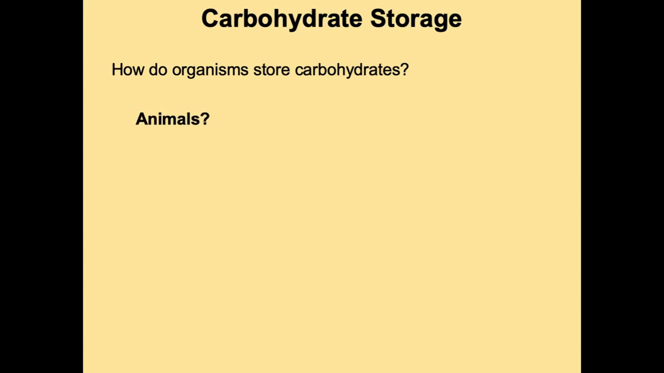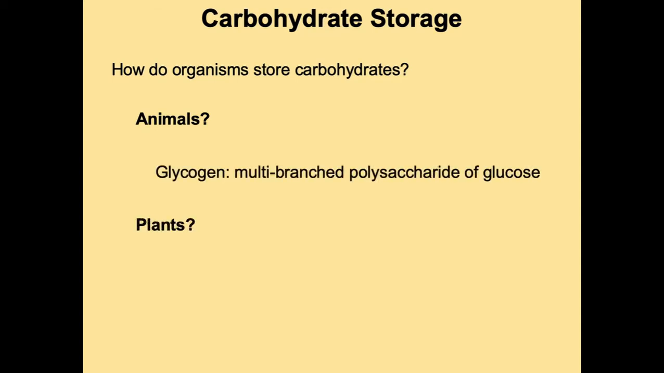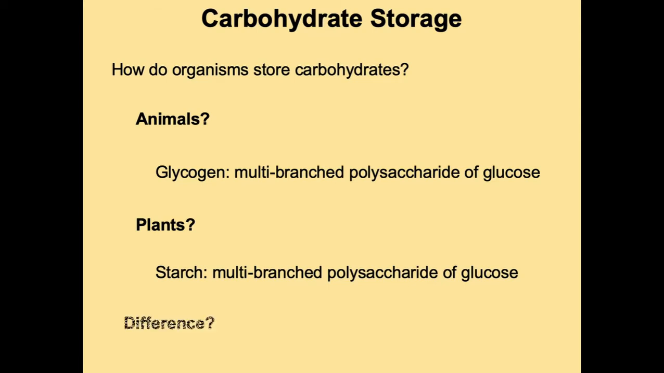Different organisms store carbohydrates in different ways. Animals store it as glycogen, a multi-branched polysaccharide composed of glucose subunits, whereas in plants it's called starch. Again, this is a multi-branched polysaccharide of glucose, but it differs from glycogen mainly because glycogen is more branched than starch, and that will become a little bit clearer when I explain what I mean by branched later in this video.